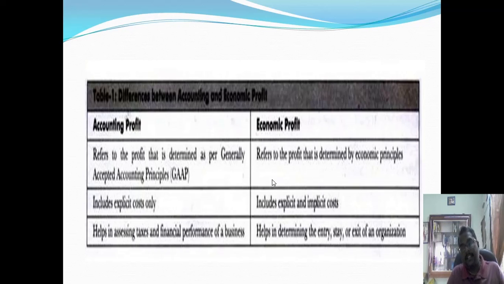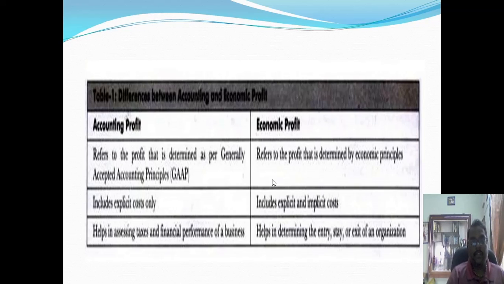Okay. So on the other side, economic profit refers to the profit that is determined by some principles. So you are thinking that I am losing this much amount when I am working, I'm doing business. So with the principles, you are bringing some opportunity costs into the calculations. Okay. So the second point is includes explicit cost only. So in the accounting profit, only explicit cost is considered, whereas in the economic profit, both explicit cost and implicit cost are considered while calculating the economic profit.